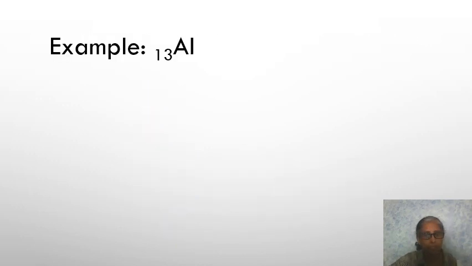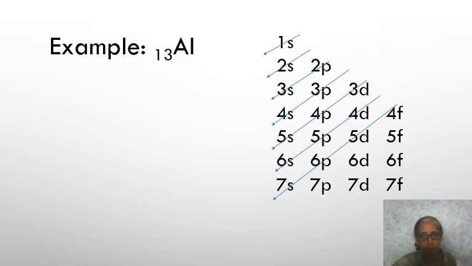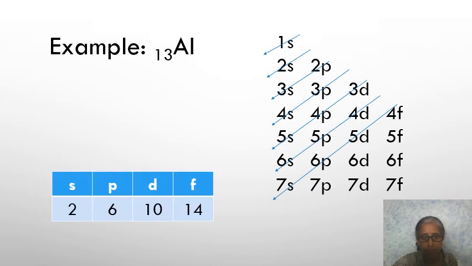Now we learn to write the electronic configuration taking an example. Here I have taken aluminum, which has atomic number 13. The first step is to write this and put the arrows correctly so that you will know where the electrons will get filled first. Then remember, s can accommodate only 2, p 6, d 10 and f 14.